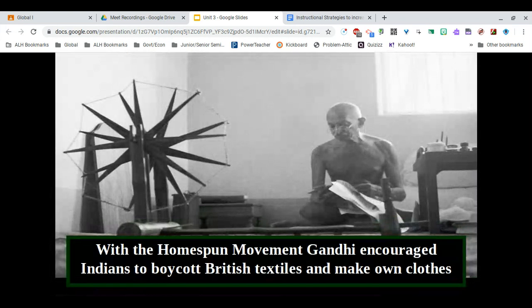And here we have that homespun movement. In that homespun movement, he encouraged Indians to boycott British textiles. He encouraged them to make their own clothing. He was known to have traveled with his own small spinning wheel, which is what you see on the left of that image, so that he could make his own clothing. He lived by example. He did not use violence against anybody, no matter how much violence was used against him. He made his own clothing. Anything that he asked of the other Indians, he asked and also completed of himself.